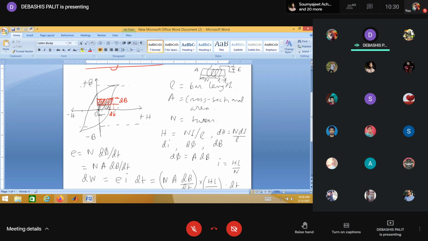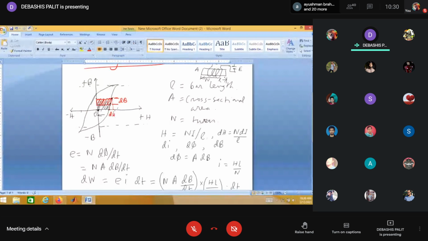Whenever you consider, say this point, you are incrementing the current. So there may be some increment of this current change. If you consider from a certain point to this point, there may be some increment of current, and due to the increment of current, there may be some increment of flux density. So if you consider this portion, this is the area of the strip from this point to this point.